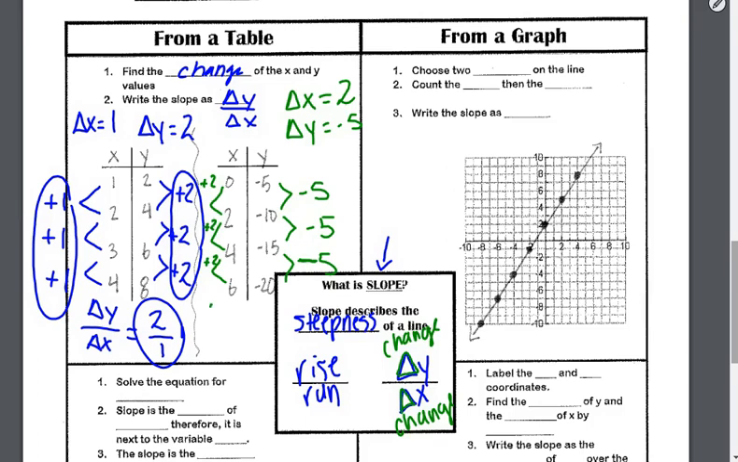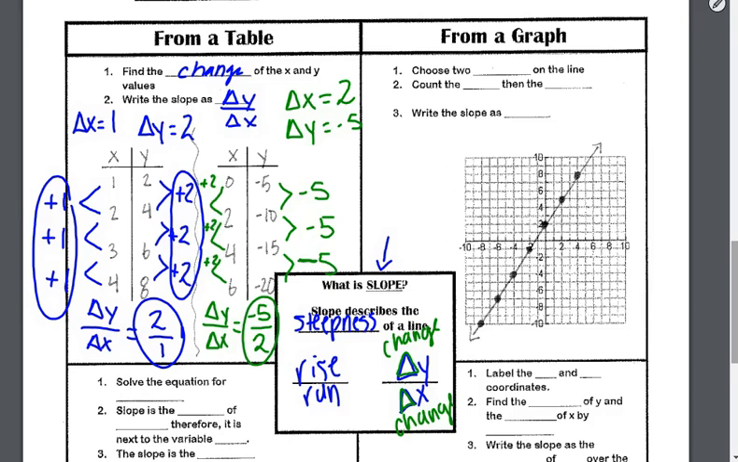So to write our slope for that line, we do change in y over change in x, which is negative 5 over positive 2. Your slope will be a fraction, so don't be scared of that fraction. And we are going to leave our slope as a fraction. We do not have to change it to a decimal. We can leave it as a fraction.